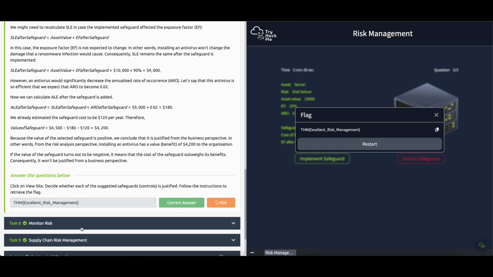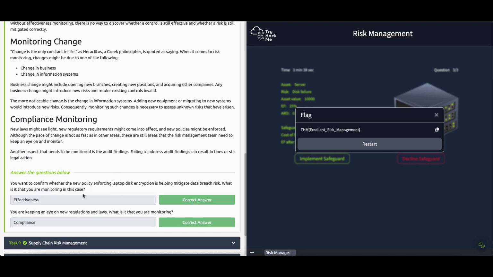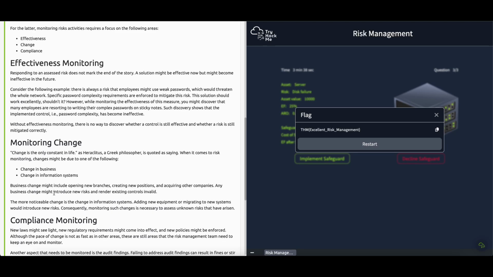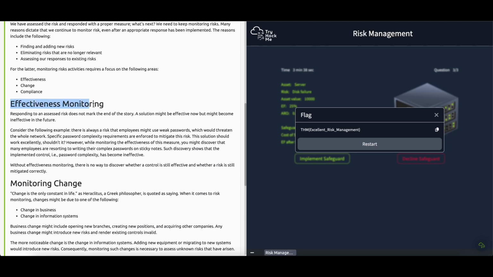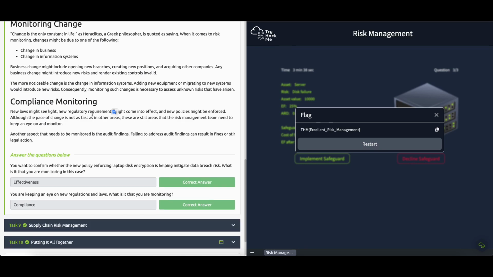Okay, let's move on with task 8. You want to confirm whether the new policy enforcing laptop disk encryption is helping mitigate data breach risk. What is it that you are monitoring in this case? It is effectiveness, and you can understand why after you read this paragraph, which is effectiveness monitoring.